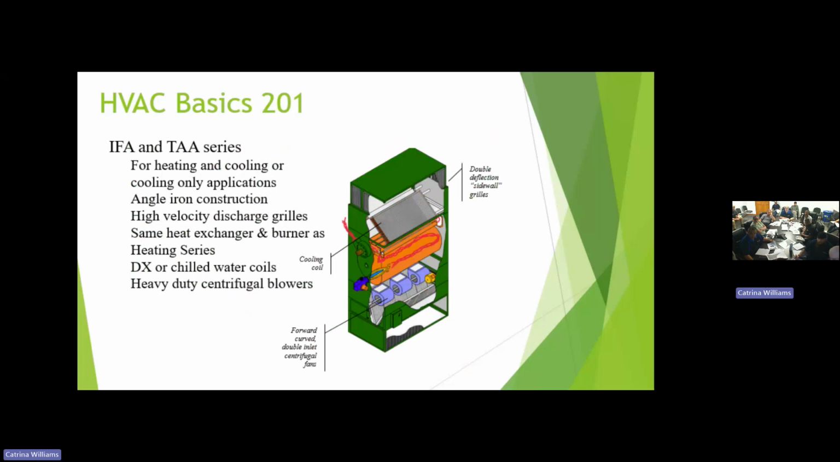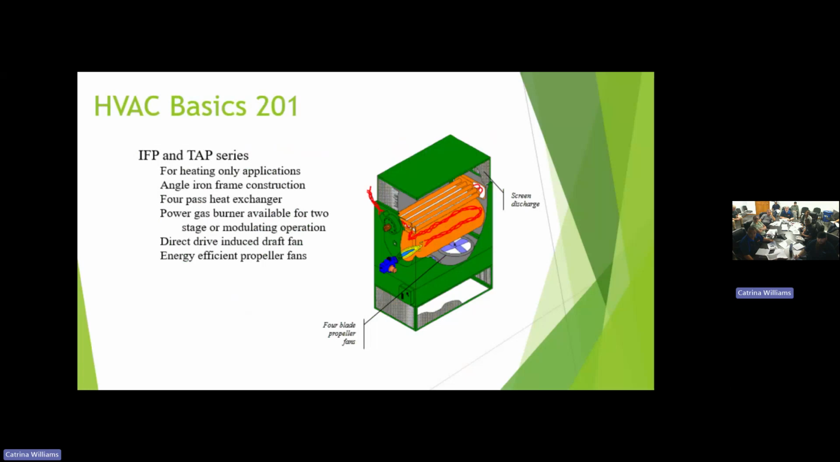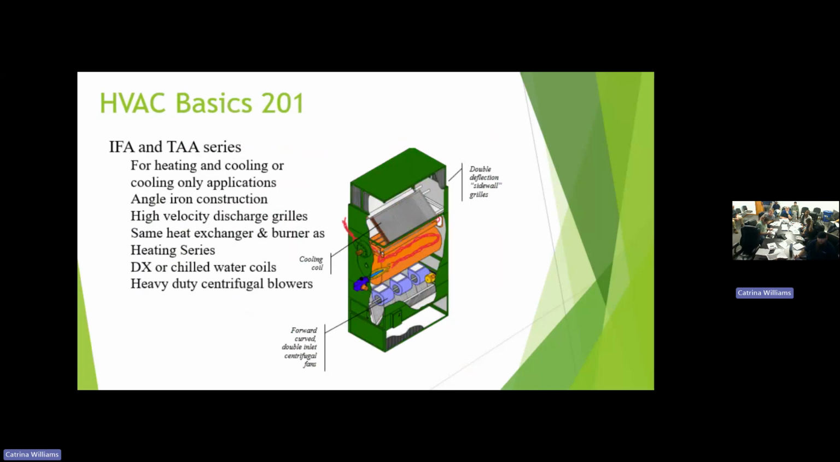We use high velocity discharge grills up here on the top, and I need to back up, I didn't clarify that. On the heating-only unit, we just use screened outlets. We're not trying to throw the air, we're just trying to get it out there and it wafts up toward the ceiling. But on the cooling model, we have high velocity grills because we do need to push the air down and across.